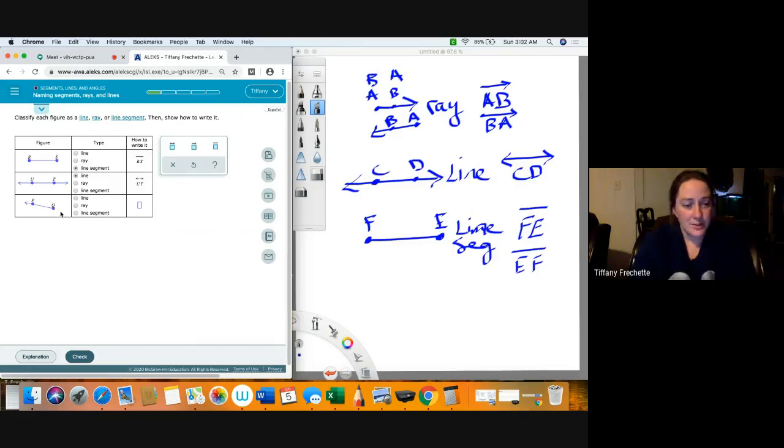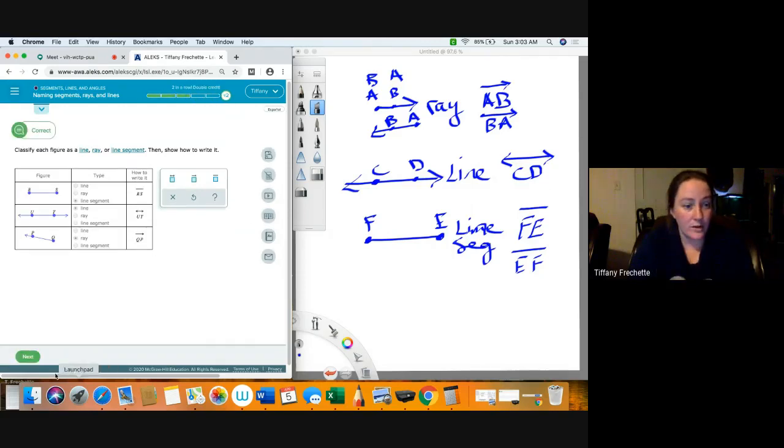All right, so here is the last one, and we have a ray because I see a point and it's an arrow going in one direction. So I know it's a ray, and I want to make sure I click ray here. Remember, the symbol is always going that way, even though this ray is actually headed in a different direction. So I just start at Q, that's where my point is, and then the arrow is going this way. So P is the second point.